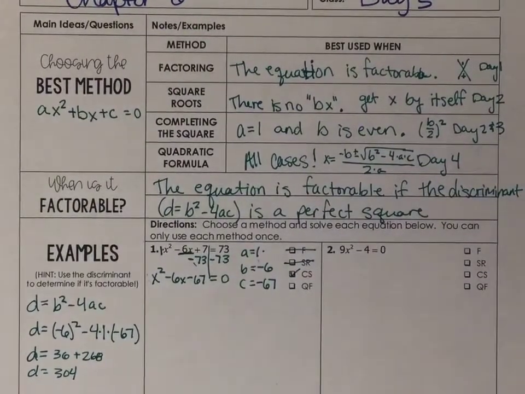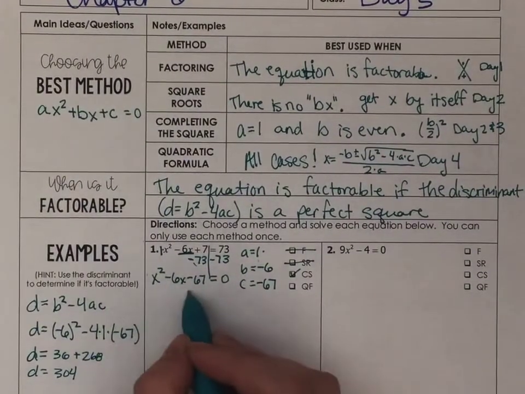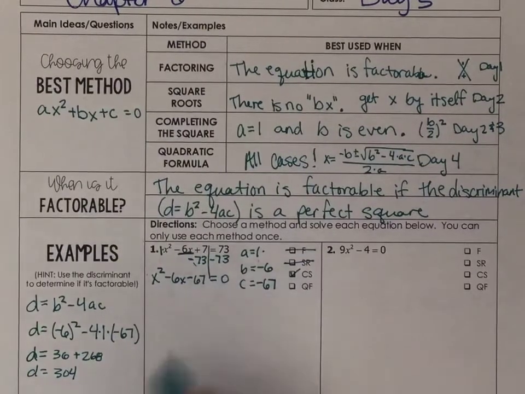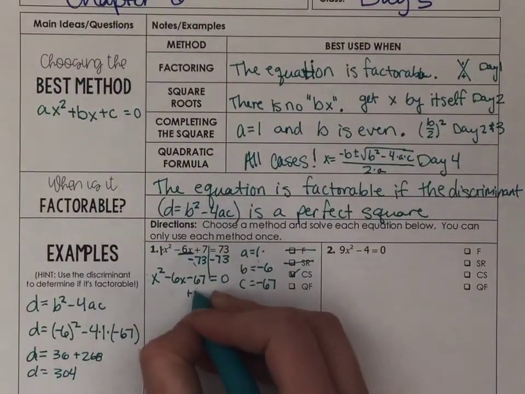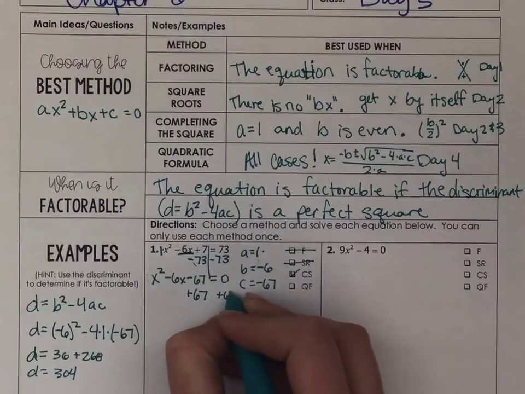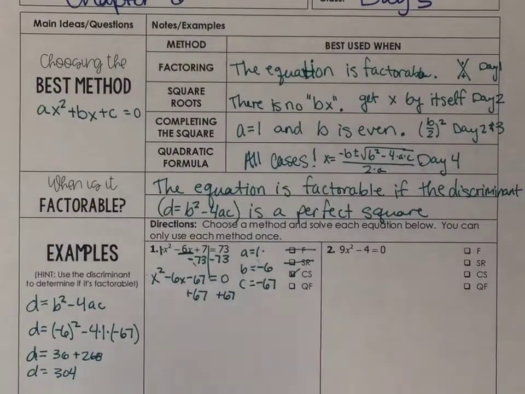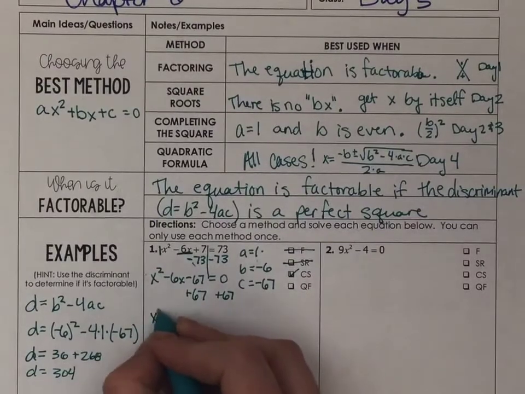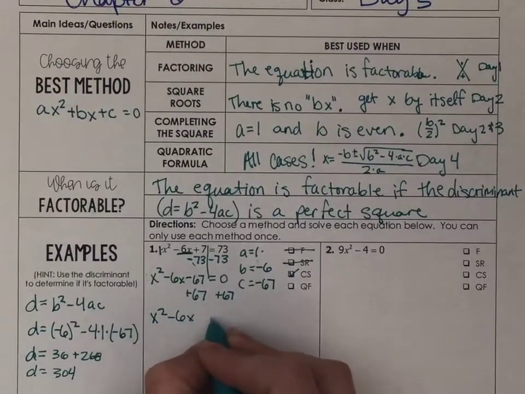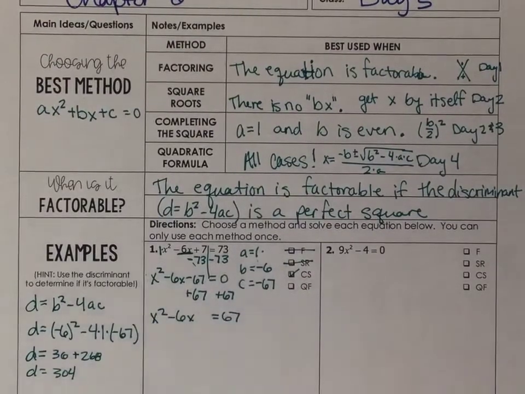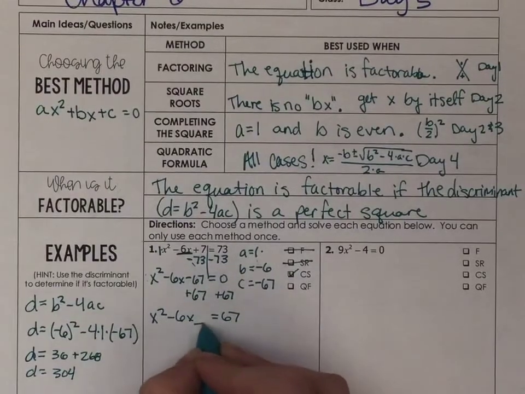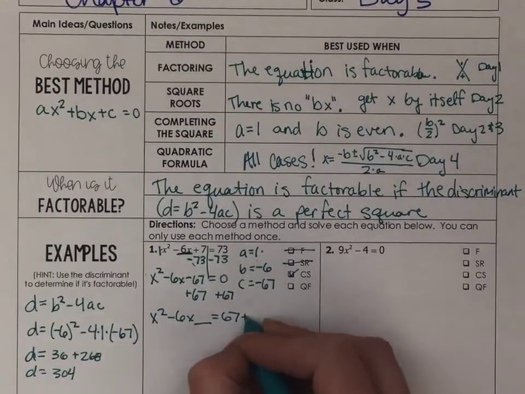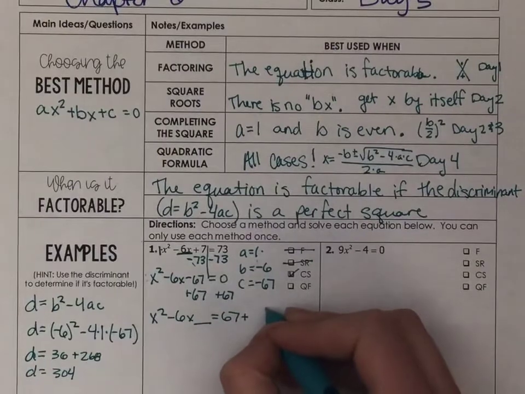To complete the square, we said that we want to get x's by themselves. So I want to get whatever's over here to the other side of my equation. So I'm going to add 67. I know that we just subtracted 73, but regardless, we would have had to do some extra work up here anyway. So now my equation says x squared minus 6x equals 67. And because we're completing the square, I'm going to leave a space here because I'm going to add a number to both sides of my equation.